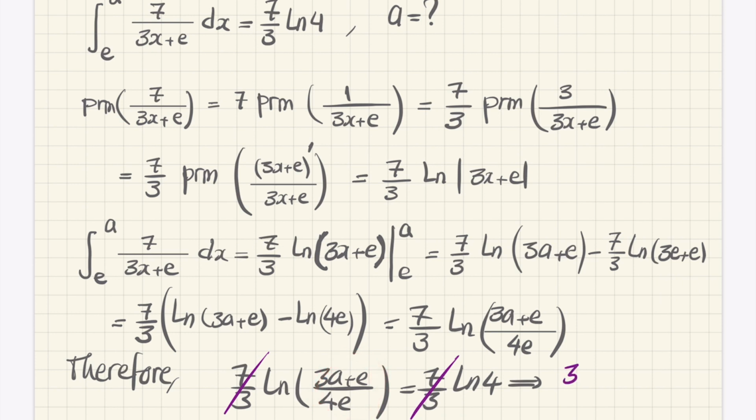So this means (3a plus e) divided by 4e should be equal to 4, and I'm looking for a now. My only unknown in this equation is a, because e is the Euler number, 2.7 something. So I multiply everything by 4e, so 3a plus e becomes 16e, and then 3a becomes 15e, and then I divide by 3, so a becomes 5e.